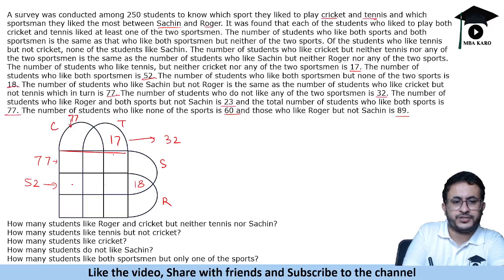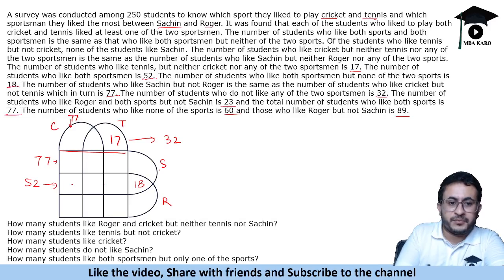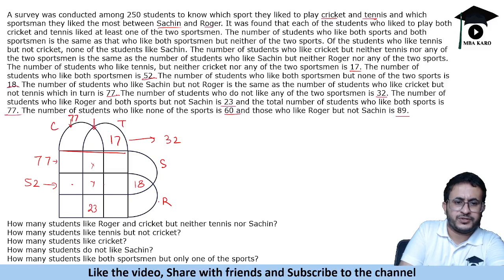They do not like any sports person. The number of students who like Roger and both sports but not Sachin is 23. Roger, both sports. The central line is both sport. And they do not like Sachin and like Roger. So this number is 23. And the total number of students who like both sports is 77. So both sports means this part is also 77.